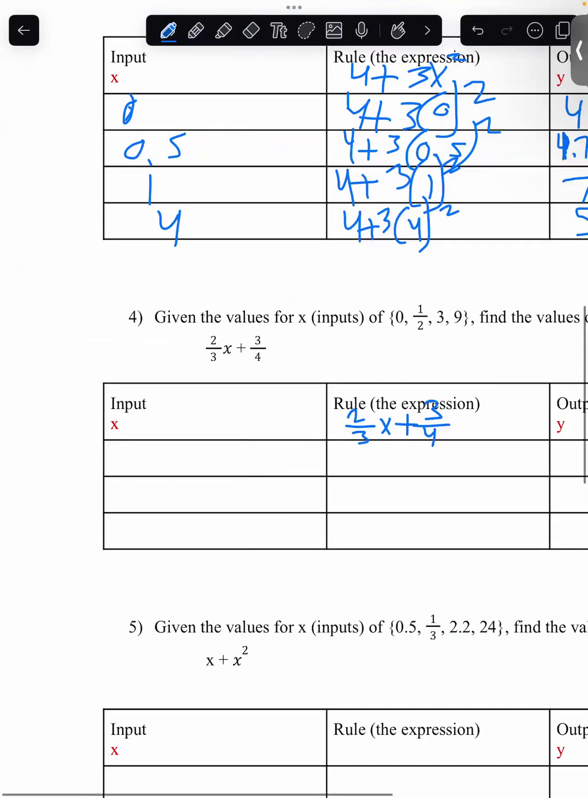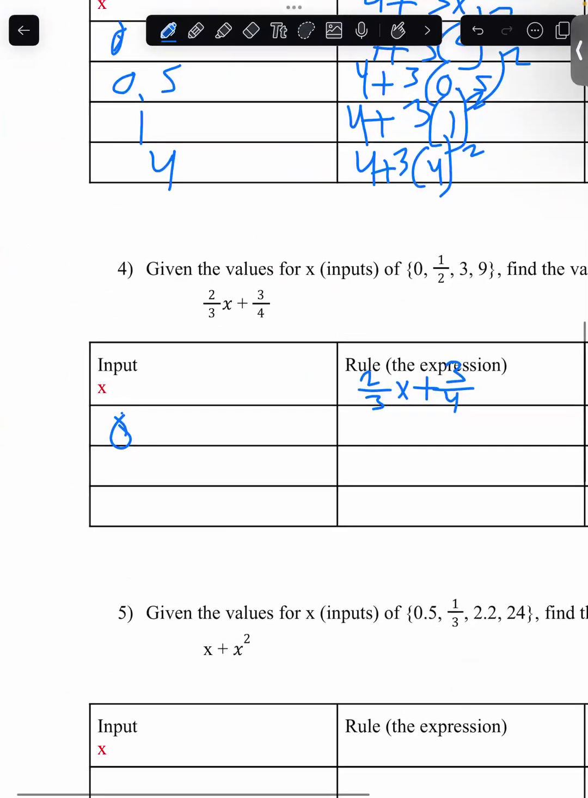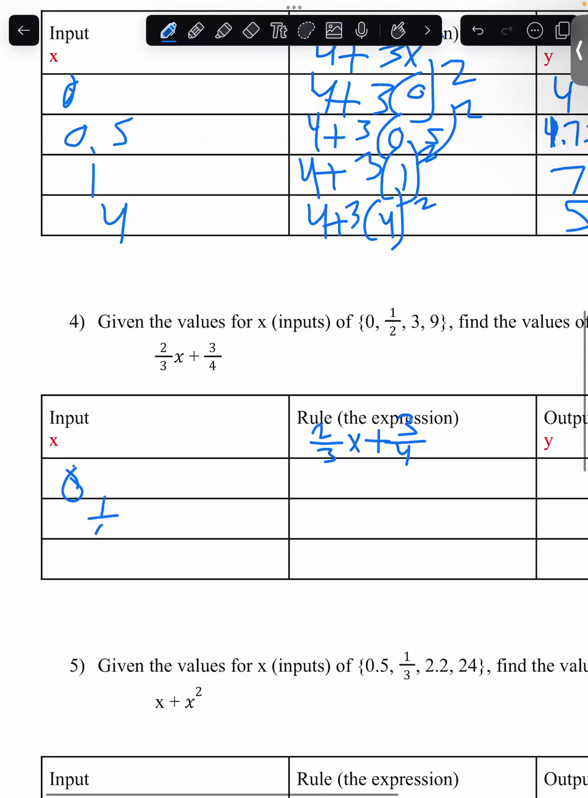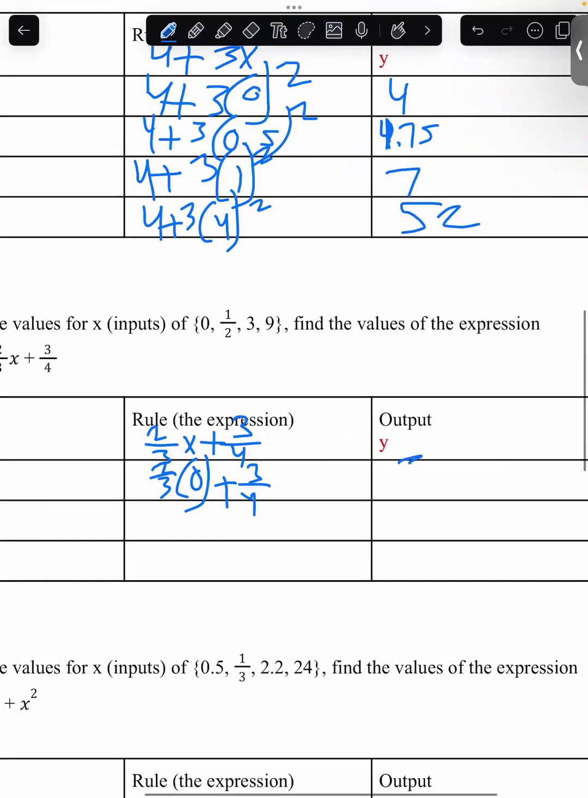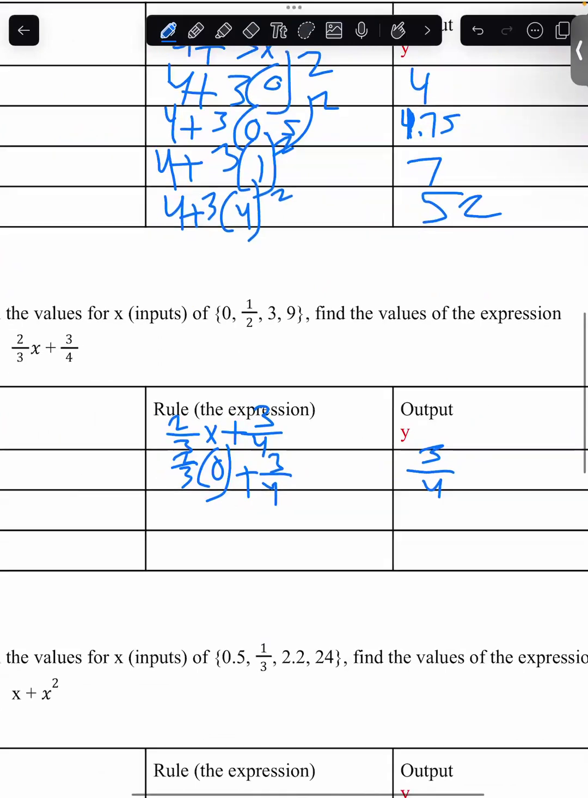Okay, so we have 0. Why I have 3 lines on this one instead of 4 in the next one, I do not know. But we need them all in there anyway. So this first one's going to be pretty easy because 2/3 times 0 is 0. Therefore, 0 plus 3/4, identity property, is 3/4. All right, 1/2.